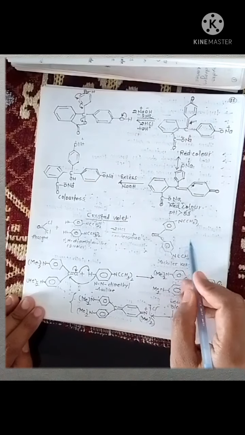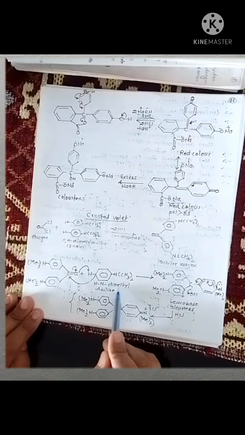Cl from here and hydrogen from your N,N-dimethylaniline goes out in the form of HCl. It is a condensation reaction, going to form Michler's ketone.